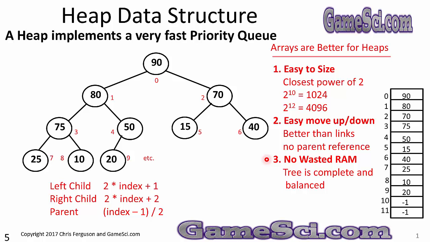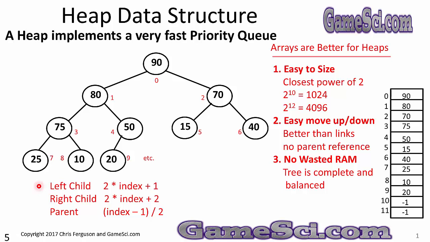Number 3, there's no wasted RAM. The tree is complete and balanced. You don't have to worry about an unbalanced tree and wasting space in the one-dimensional array. Heap binary trees are always balanced. They're always complete. There's no need to worry about unbalanced trees and wasted space in a one-dimensional array.